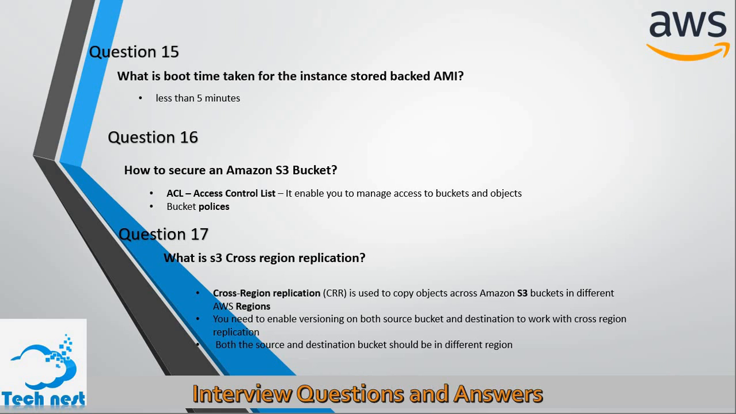What is S3 cross-region replication? Cross-region replication is used to copy objects across Amazon S3 buckets in different AWS regions. You need to enable versioning on both the source bucket and the destination bucket to work with cross-region replication. Both the source and the destination bucket should be in different regions.